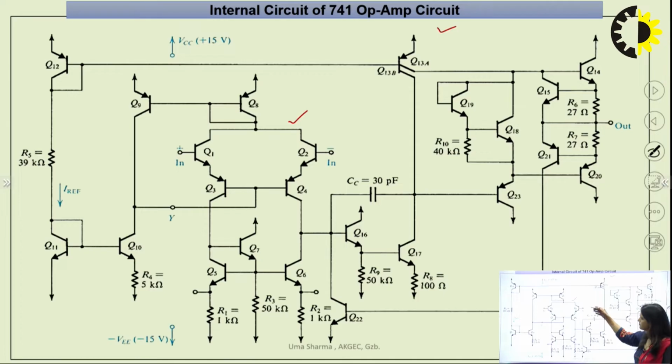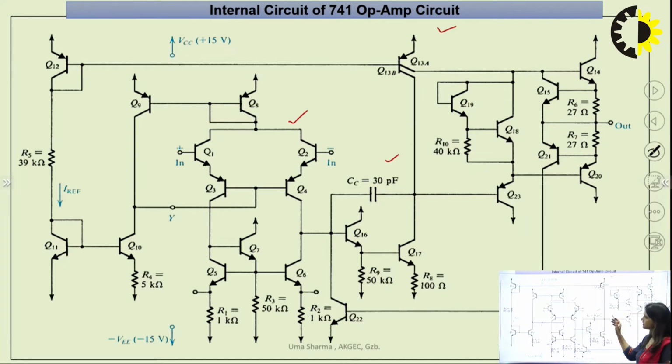Then further I have divided it into the gain stage. As you are all aware, the 741 IC has very high gain. So to achieve this gain, we require a gain stage. So the second stage is known as the gain stage, and then finally the output stage. The output stage consists of the power amplifier by which we can take the output.